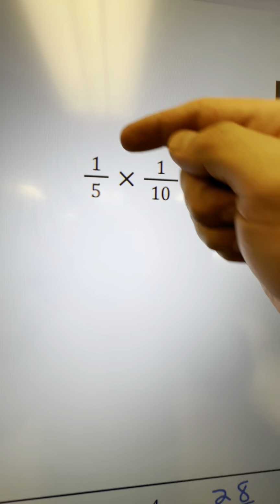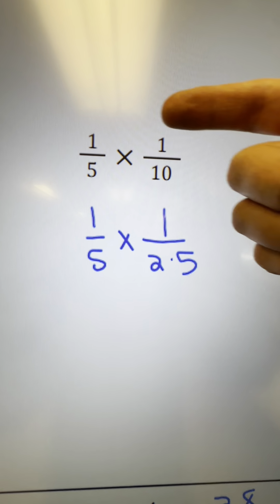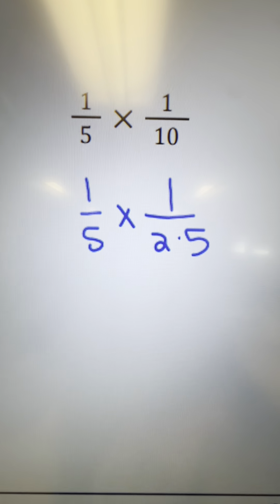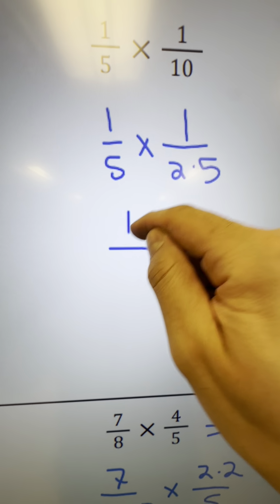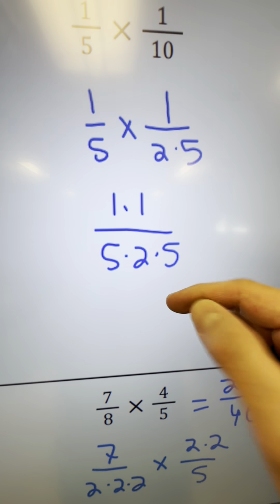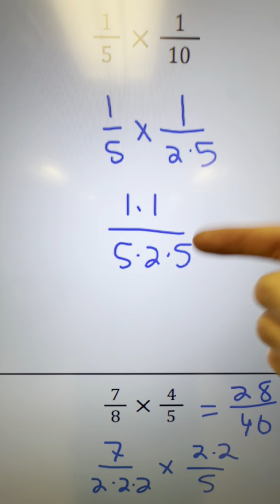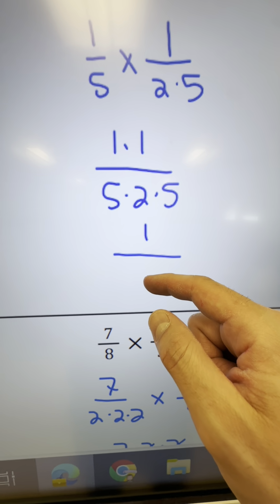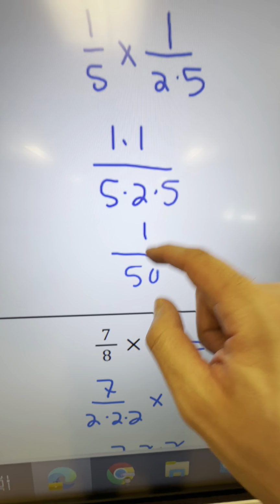And then here's another example, 1/5 times 1/10. You can see here, the 10 is the only number that's not a prime number. By breaking it apart, that's 2 times 5. So my numerators, I multiply together. My denominators, I multiply all of those together. And now look, there are no common factors between my numerator and denominator, which means I can just multiply everything and I get 1 over 50.